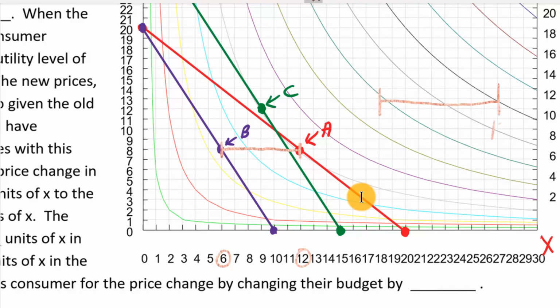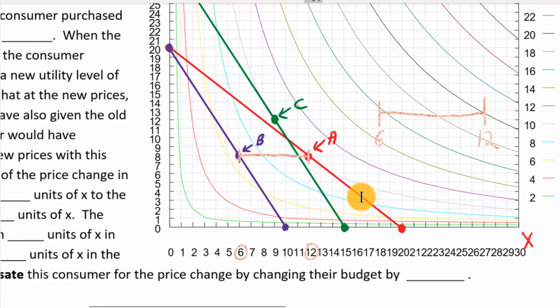From 12 down to 6. So this is point A, this is point B. The decomposition basket is always going to give us an amount of X in between those two, in between how much we were buying before and after the price change. It's not necessarily going to be exactly in the middle. In this case, it's not exactly in the middle, but it's close-ish. It's not necessarily going to be anywhere close to the middle. That's just what we're finding in this case.